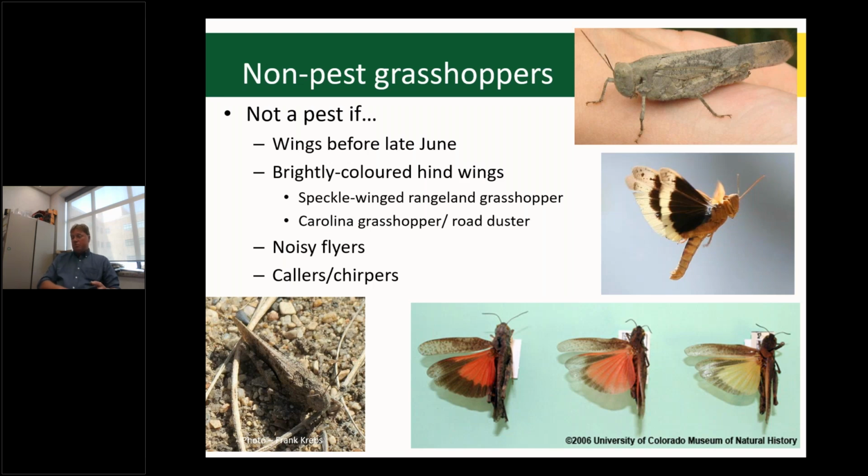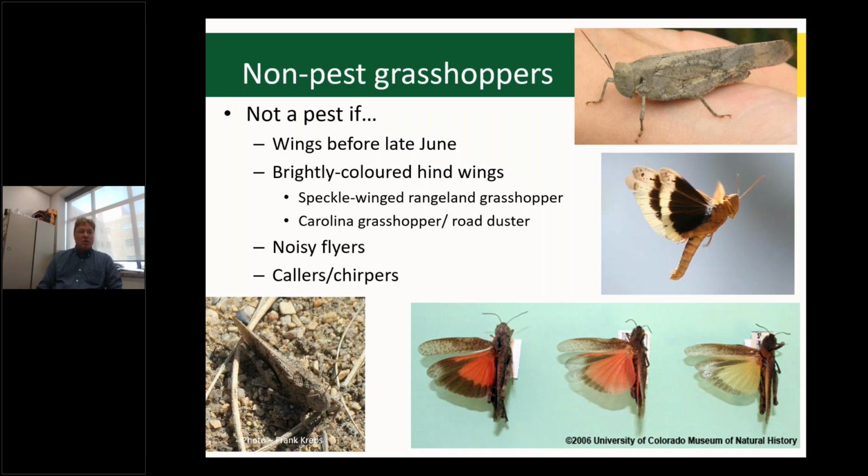We are getting into mid-June now, so we're going to see occurrence of winged adults in some areas. Winged before late June, with an asterisk, assuming that the weather is behaving itself. With the very warm conditions that we've had this early season, they're really speeding along. However, brightly colored hindwings are a real good giveaway that you're not dealing with pests.